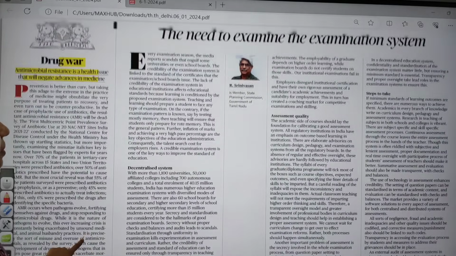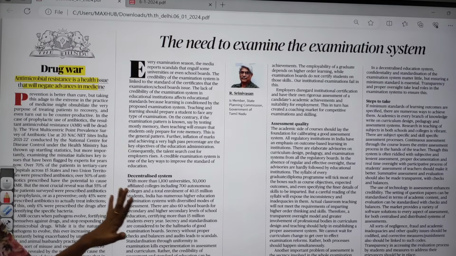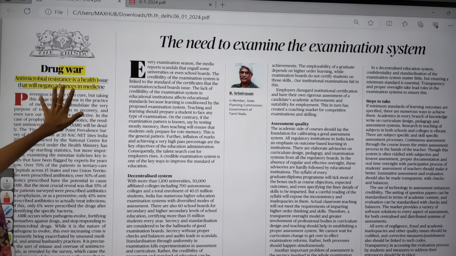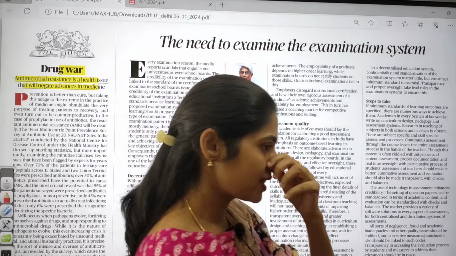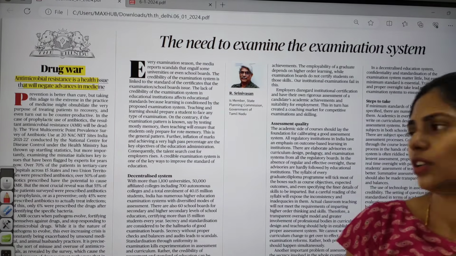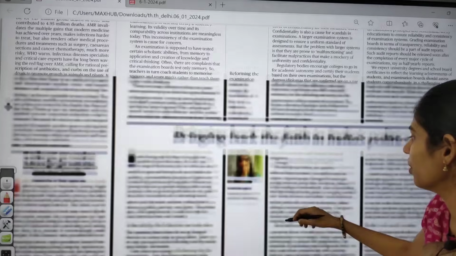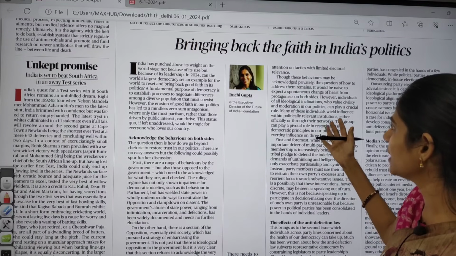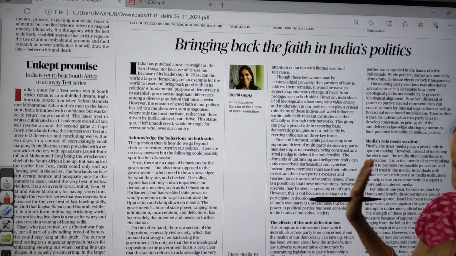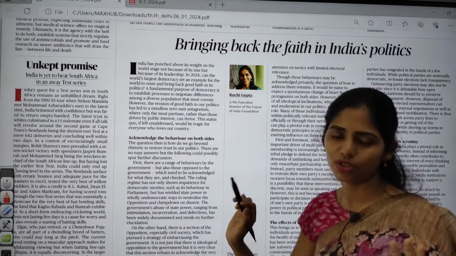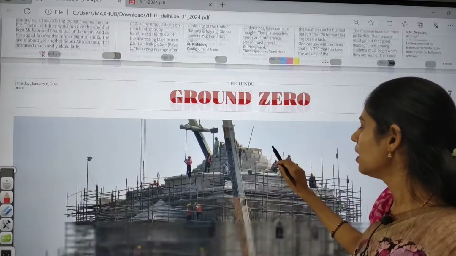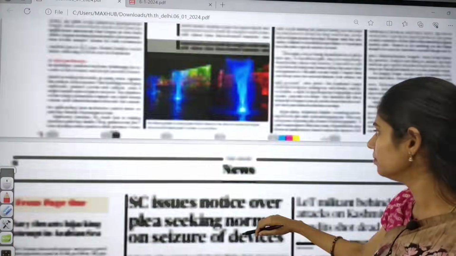Okay, and on this editorial page, most of the articles are not much relevant. This article is about antimicrobial resistance, and in yesterday's class we discussed that topic in detail, so we are not going to discuss that anymore. This article is about politics; we are not going to see any politics here. And the next one is about sports news, and we are not going to see that either. And you can leave this Ground Zero.